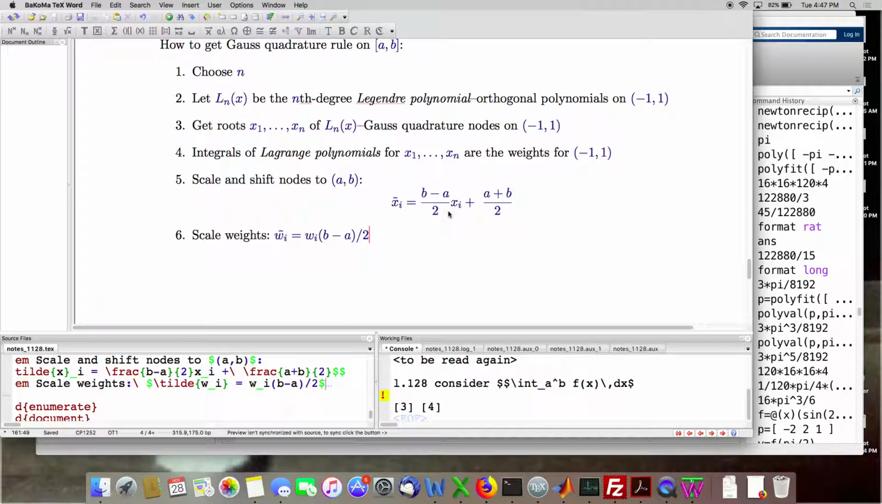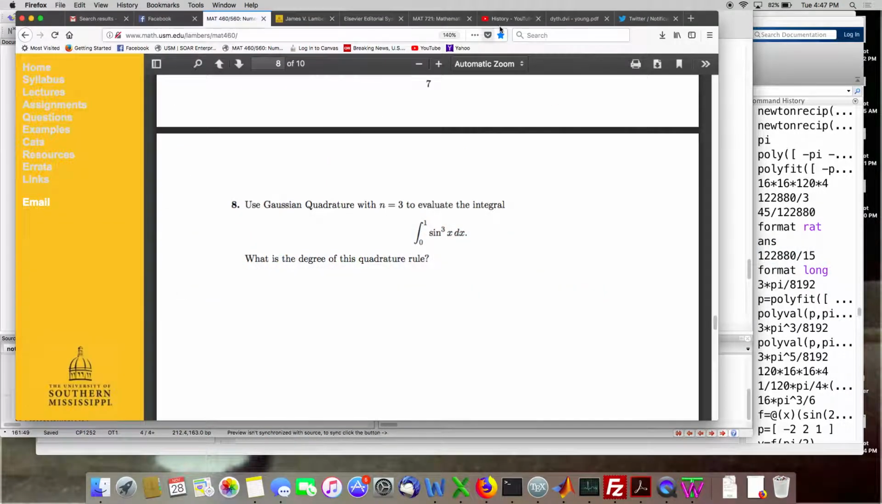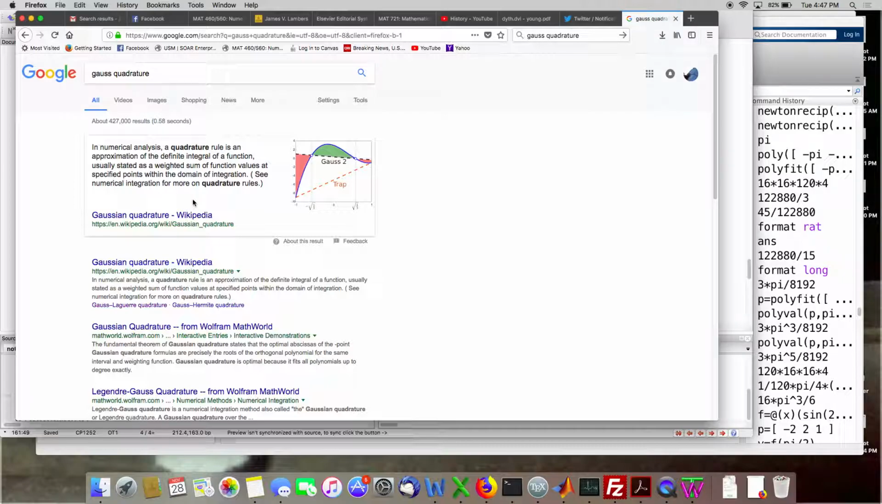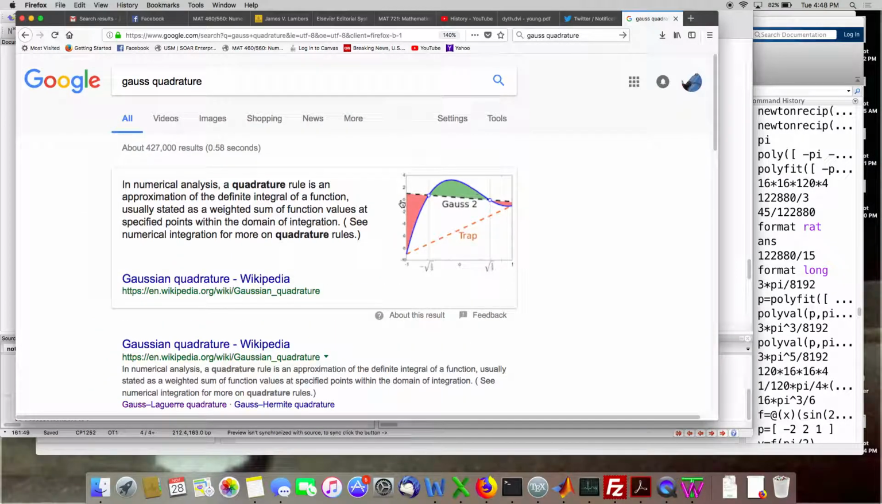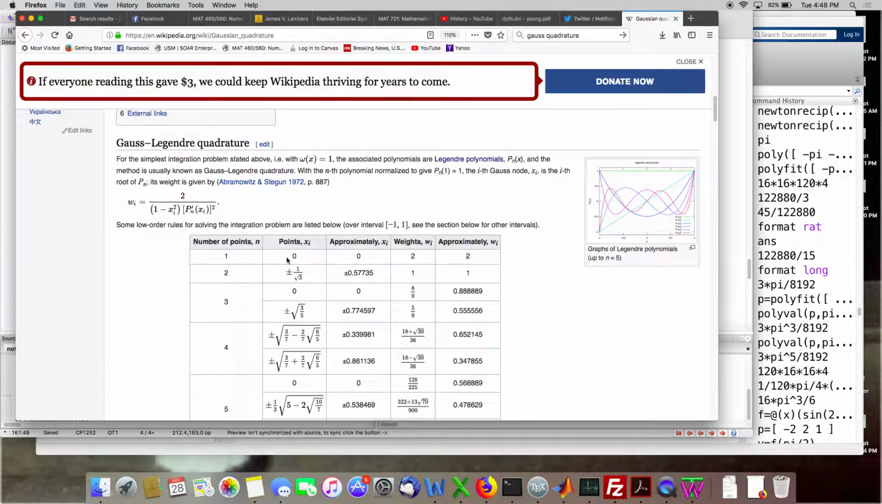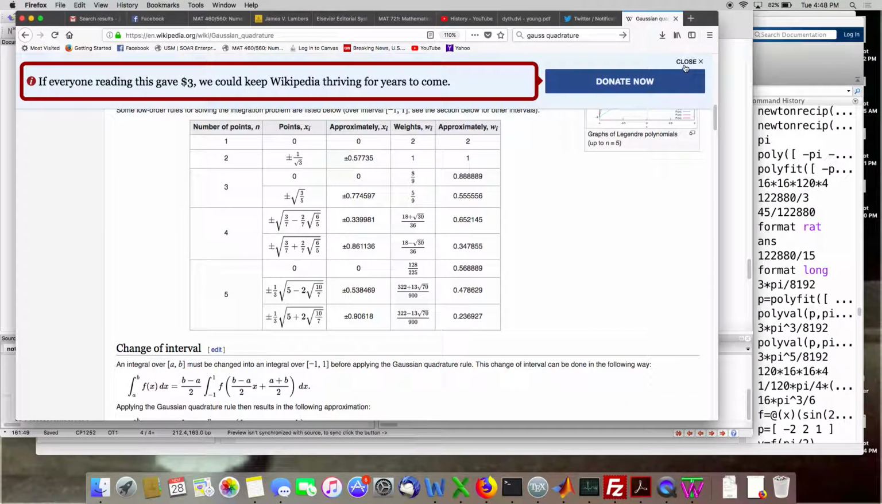Now it turns out that for reasonable values of n, steps 2, 3, and 4, you actually don't have to do them, because other people have gone to the trouble of doing this already. So if I look up Gauss quadrature, I'll make this a little bigger. Okay, but they call it Gaussian, whatever. So here, let's see, make it a little bigger still.